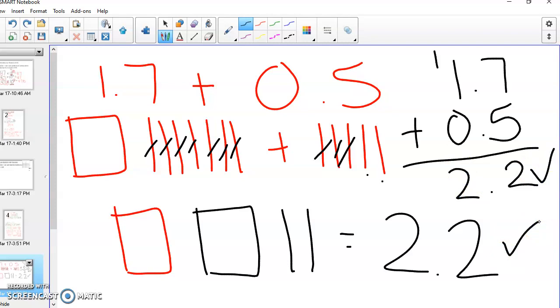So we just did numbers 1 through 4 together in the examples. Go ahead and try numbers 5 and 6. What do you get? All right, thank you.